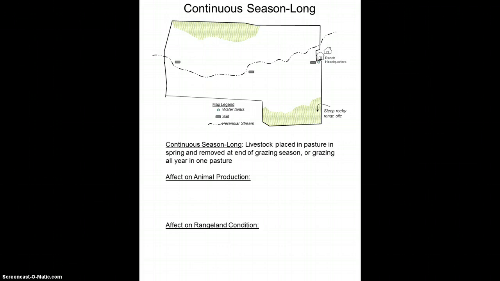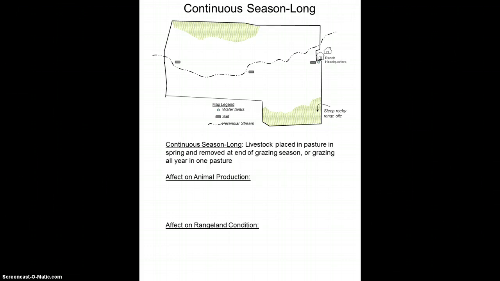First of all, continuous season-long grazing is when you put the livestock in a pasture and they're there the whole grazing season or the whole year depending on where you live. The effect on animal production is usually that it's quite good. Animals can go anywhere and eat anything they want at any time of the year. So usually we see really high animal production on continuous systems.